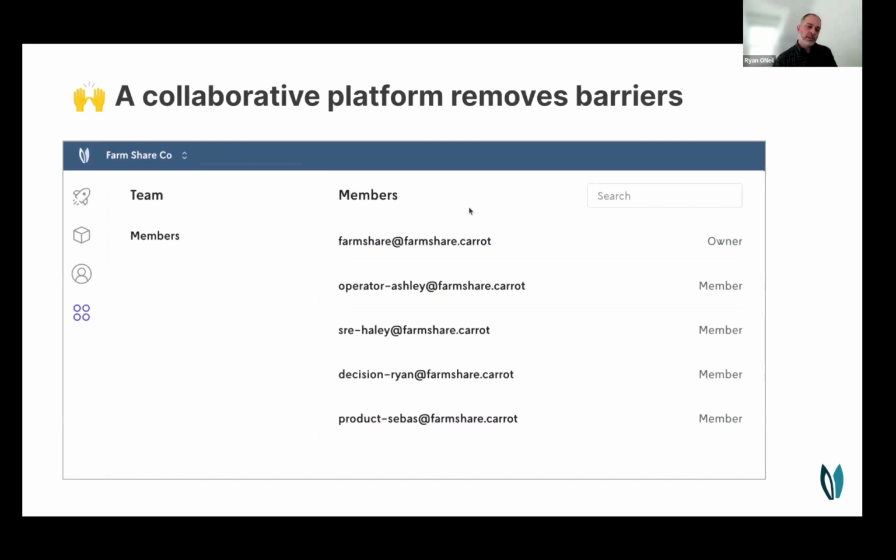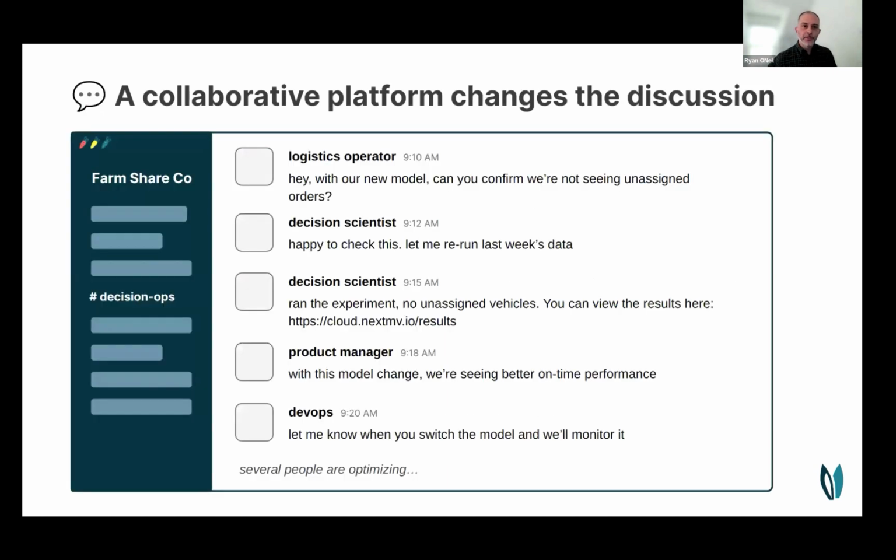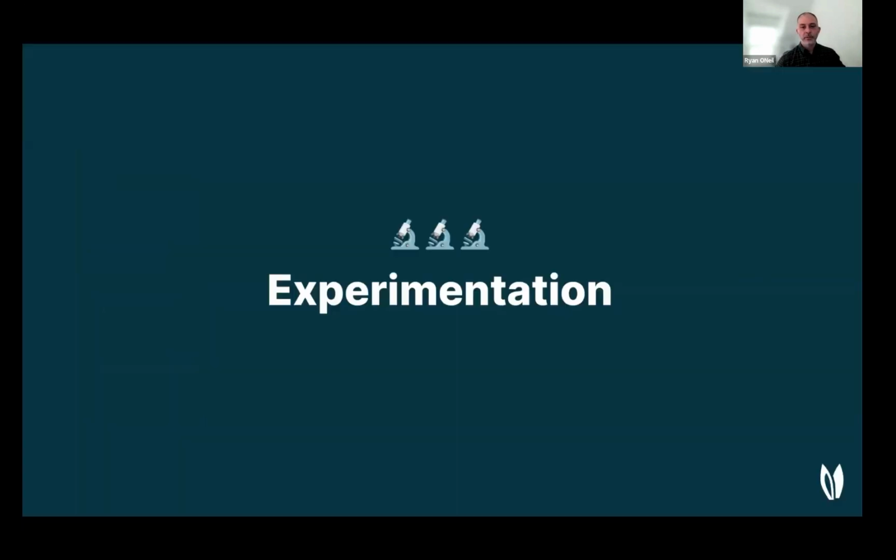And when we move from something like that into a collaborative platform, what we're essentially doing is breaking down barriers. Here we can see we have this farm share team, and all of the people on that farm share team are together in a space. We're just working together on a team, right? It's almost like a squad. And so this moves us from a one-on-one communication paradigm, where all the conversations are completely different, to one that's a little bit more like a Slack channel. We have our logistics operator saying, I'm seeing this thing, our decision scientist saying, I can run back last week's data, and so on and so forth. And this moves us into a workflow where several people are optimizing together.